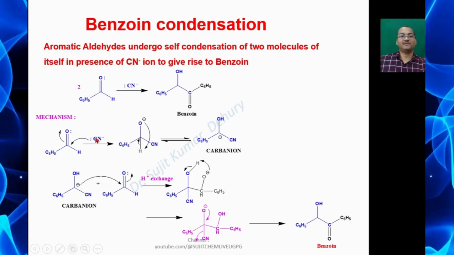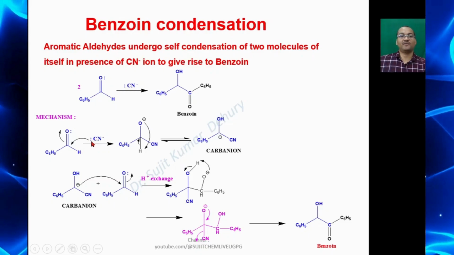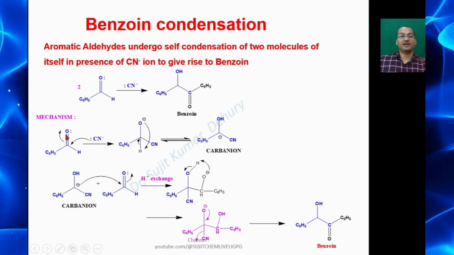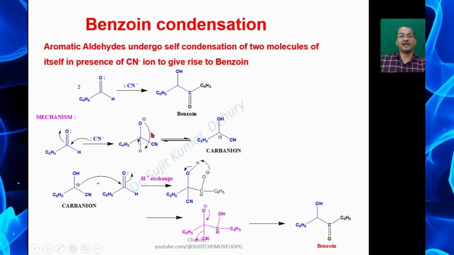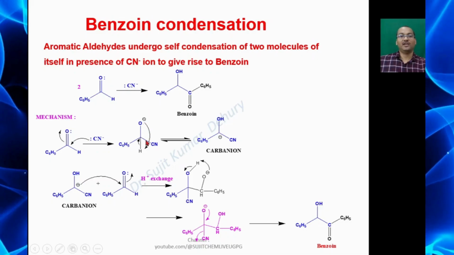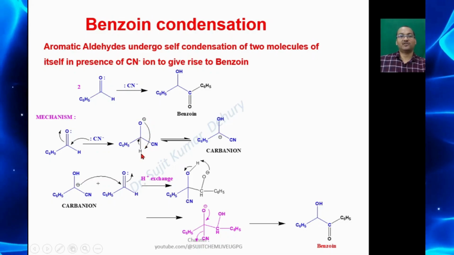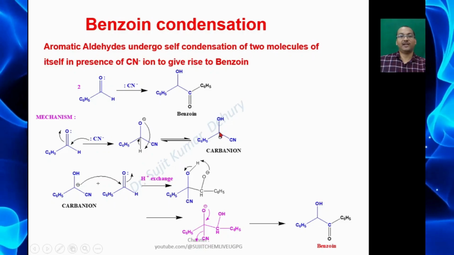So what is the mechanism? CN- can act as a nucleophile, it will attack the carbonyl carbon, and the C double bond O will break on oxygen. So you end up with this tetrahedral intermediate. Here rapid proton exchange will take place, so you generate a carbanion here.